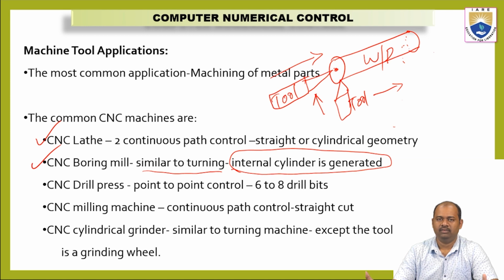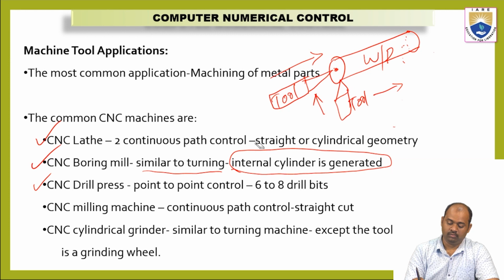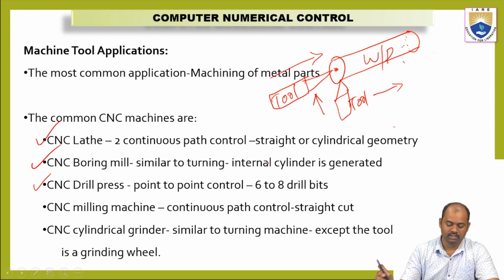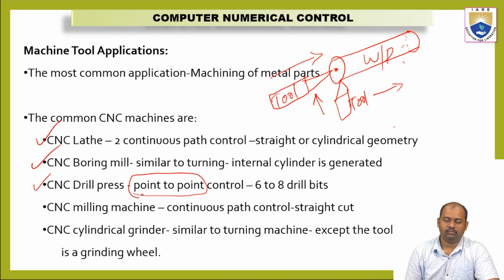A cylinder generally will have an internal diameter and an external diameter, which indicates there is an internal hole in the cylinder. So these objects can be easily milled by using a boring mill. Okay, so CNC boring mills are used. And then the third one is the CNC drill press. We have to see in detail what the CNC drill press is. Here, point-to-point control has to be done.